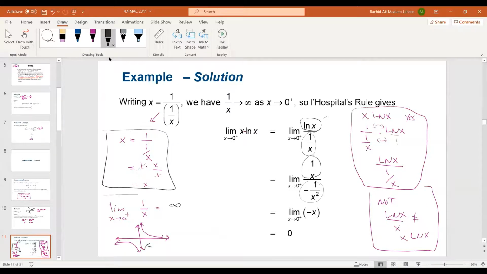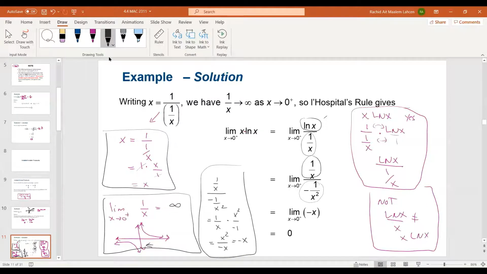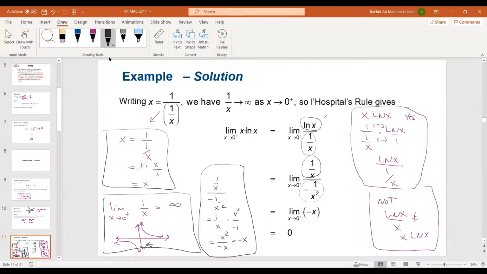So let's separate these notes. So 1 over x, negative 1 over x squared, it's the same as 1 over x times x squared over negative 1. So it's x squared over negative x, which is negative x. And direct substitution, that's a 0.